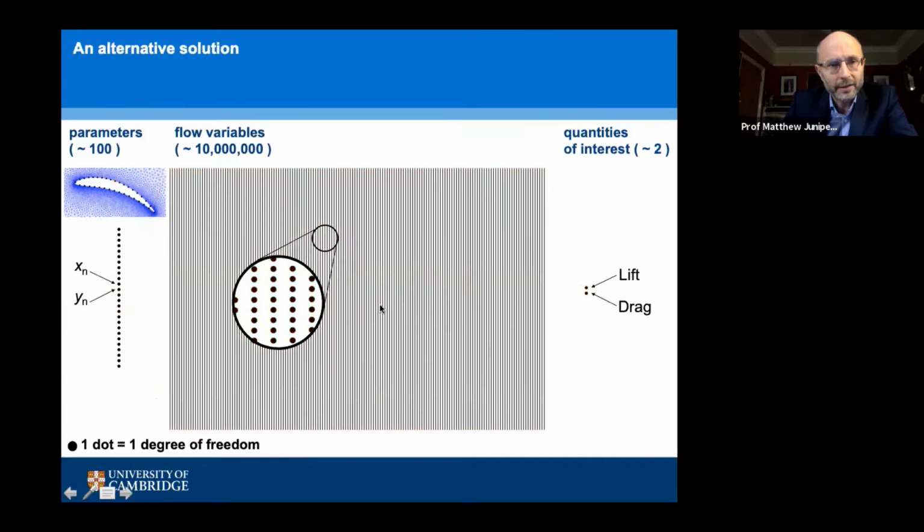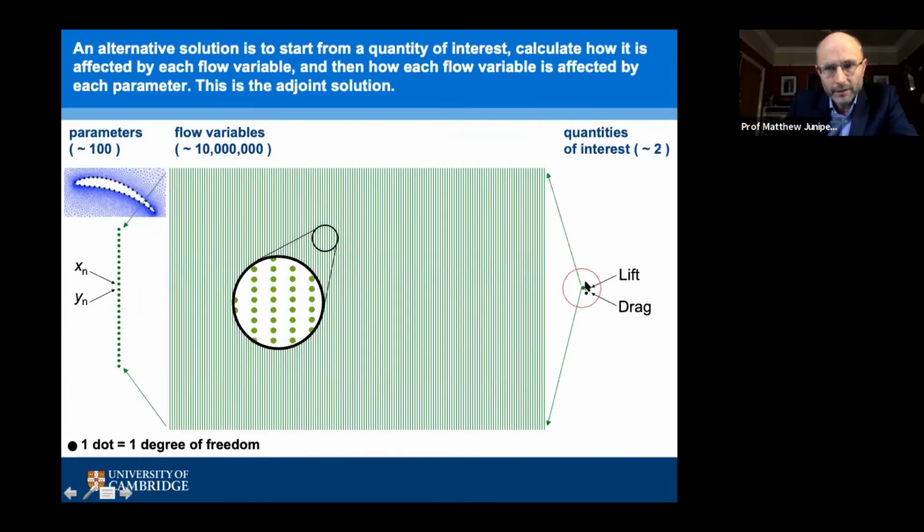Once you've calculated the flow, which you have to do once, you then say, let's look at the lift and see how it is affected by every flow variable. That's like a partial derivative, dlift by dflow variable across the whole of space. And then see how those flow variables are affected by all of the parameters. That's like chain rule with another partial derivative. And so with a mixture of chain rule and product rule, you get how each parameter affects the lift in just one calculation. And that's a calculation that's very like a CFD calculation, but with slightly different equations. And those equations are called the adjoint equations.